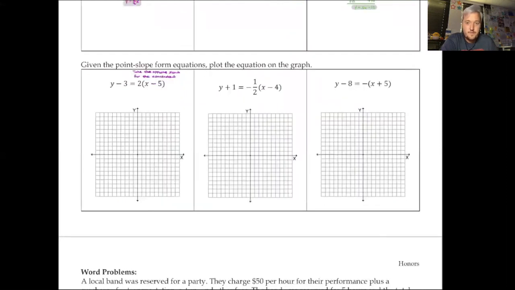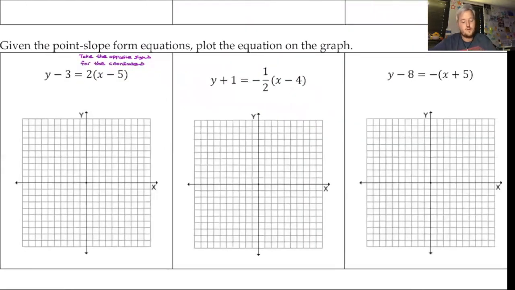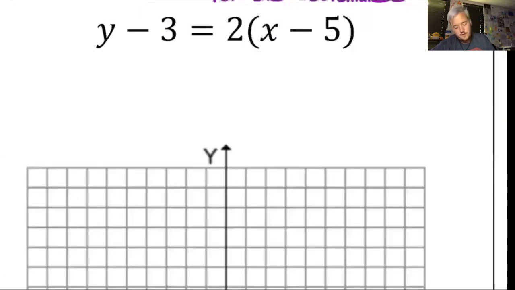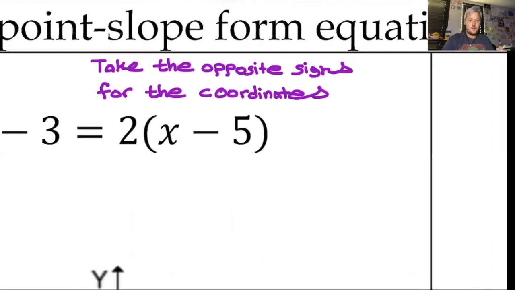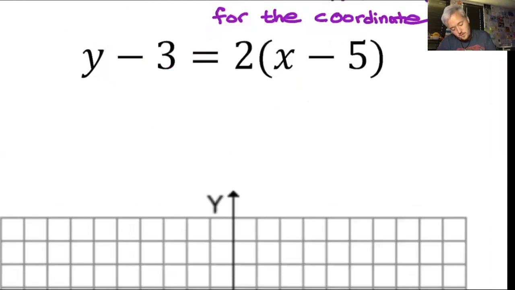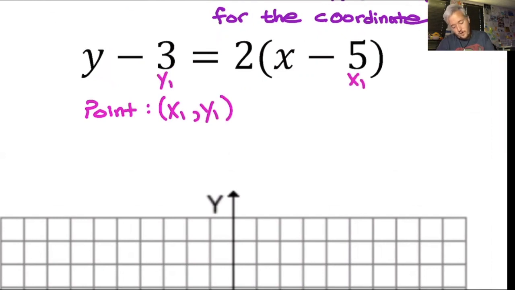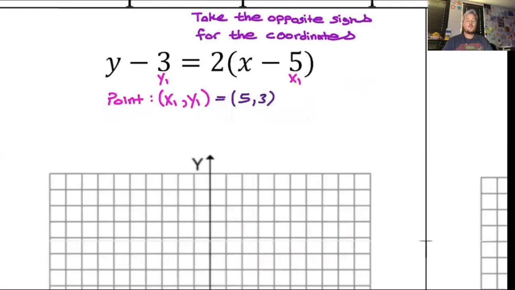Okay, so we can also graph using point slope form. So whenever we're graphing, you always want to take the point first. So take the point and you want to take the opposite signs from the coordinates. So my point is x1, y1. So remember, this is our x1, this is our y1, and I want to take the opposite of what those actually are. So even though it's minus 5, that's a positive 5, and even though it's minus 3, it is positive 3.